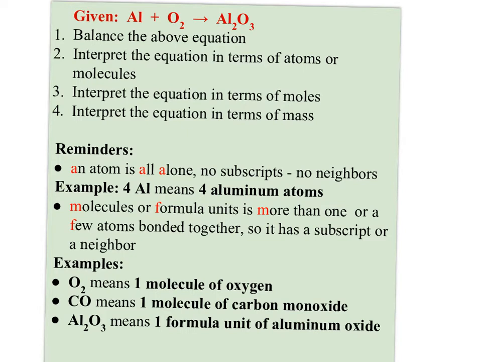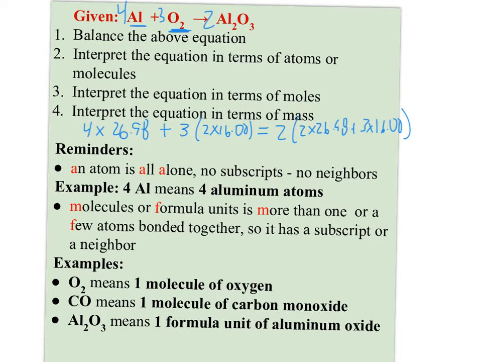And then finally, to interpret the equation in terms of mass, what I'm going to do is look up the mass of each of these, and I'm going to see that aluminum weighs 26.98, so 4 times 26.98, plus 3 times 2 oxygen at 16 each, should equal 2 times, now I have 2 aluminum at 26.98 and 3 oxygen at 16 each. And if I actually multiply those out, those two need to equal each other. And you can see I've got 4 times each aluminum and 6 times each oxygen, so it shouldn't be a big surprise that I come up with 203.92 for each side. But again, it's just verifying that nothing is created and nothing's destroyed.